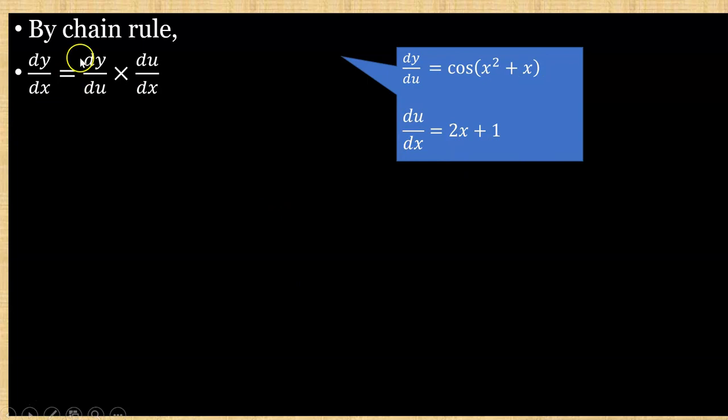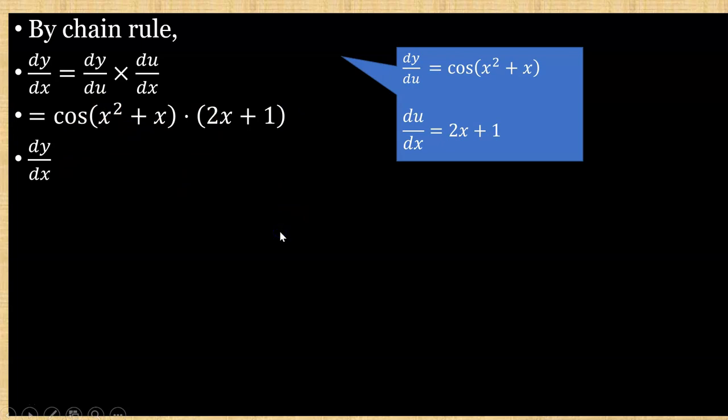Therefore, dy by dx is equal to dy by du into du by dx. It is cos of x square plus x into 2x plus 1. And therefore, dy by dx is equal to 2x plus 1 into cos of x square plus x. This example was asked for 2 marks, not for 1 mark.